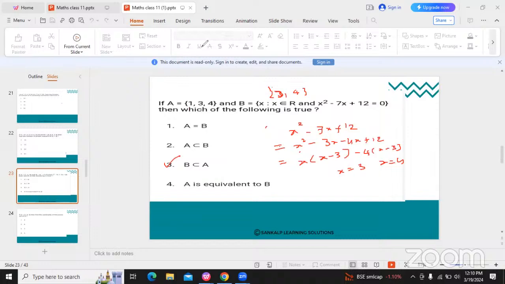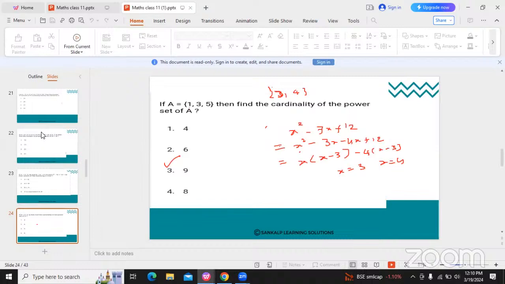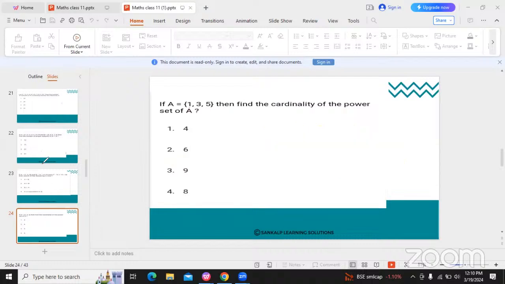Okay, I hope you completed. Next one. If set A is {1, 3, 5}, then find the cardinality of the power set of A. Try to find now. Cardinality of the power set of A. What is the answer?